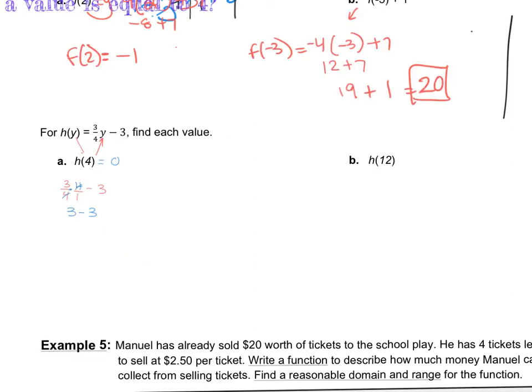So now they're asking, if that's the function, what is the h of 12? What would I do? You're going to go 3/4 times y, which now we know is 12, and then minus 3. 3/4 of 12: 4 goes into 12 3 times, right? 3 times 3 is 9, and then minus 3 is 6. So the h of 12 is 6.